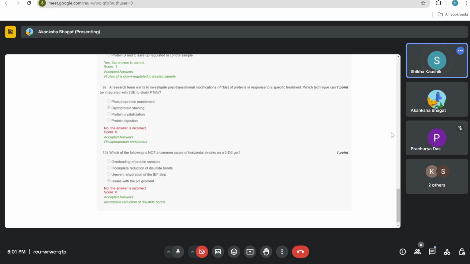तो जब हम isoelectric changes कर रहे हैं, isoelectric के बेसिस पे हम separate कर रहे हैं, तब क्या हमें disulfide bond का फर्क पड़ेगा? No, ma'am. तो आंसर क्या होगा यहाँ पे? देखो, overloading can affect your gel. Uneven rehydration of IEG strip can affect your gel. Issue with pH gradient definitely going to affect your gel. बट क्या चीज फर्क नहीं पड़ेगी, क्योंकि यहाँ पर सेपरेशन हमारा reducing नहीं है, हमारा separation सिर्फ isoelectric focusing पे है.